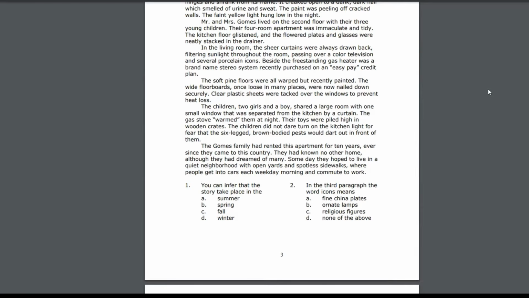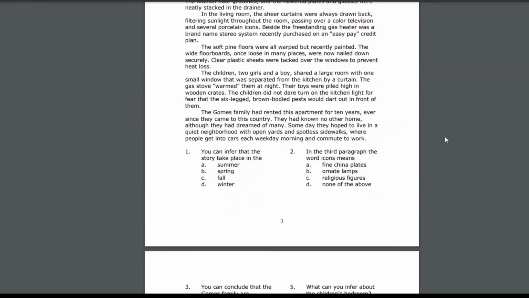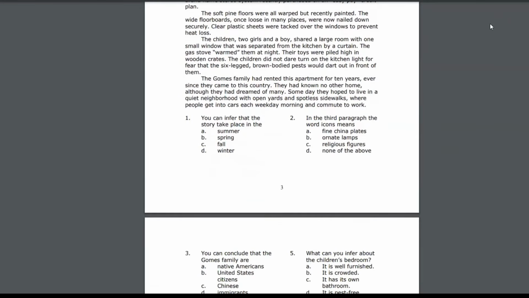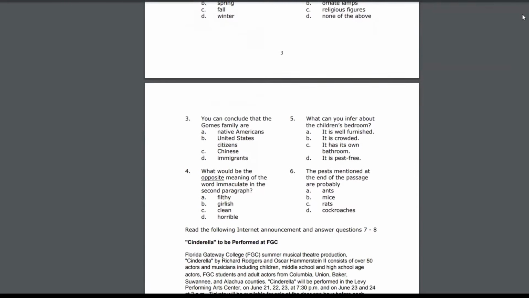And of course, it says the children wouldn't dare turn on the kitchen light for fear that they would see a 6-legged brown-bodied pest. So what can we eliminate in this particular answer? You can definitely eliminate the pest free because it talks about them. Yep, that is true. All right, so now we're down to 3. It is well furnished, it is crowded, and it has its own bathroom.